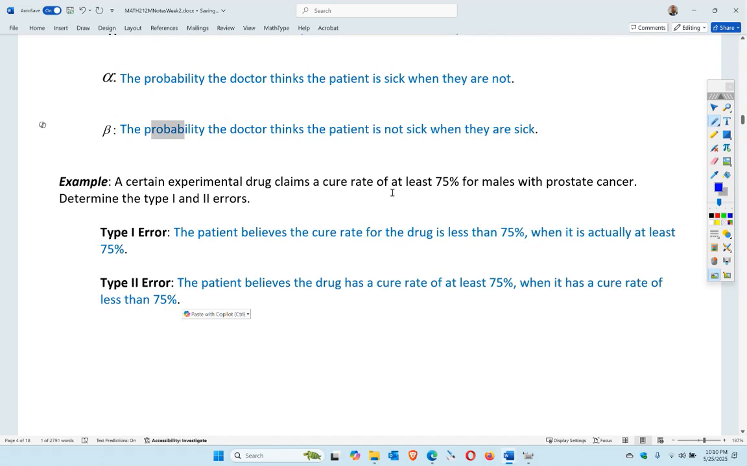An experimental drug claims a success rate of at least 75% of males with prostate cancer.